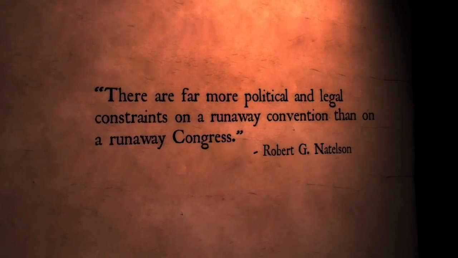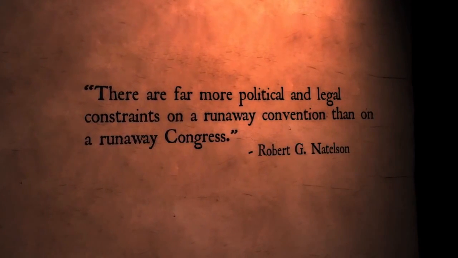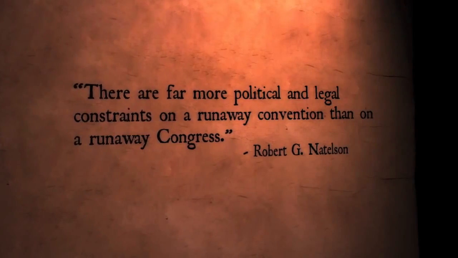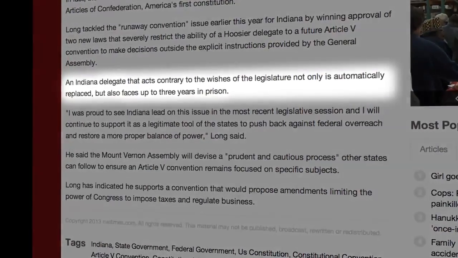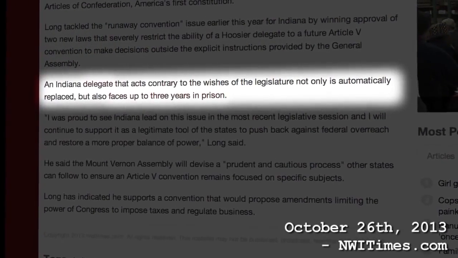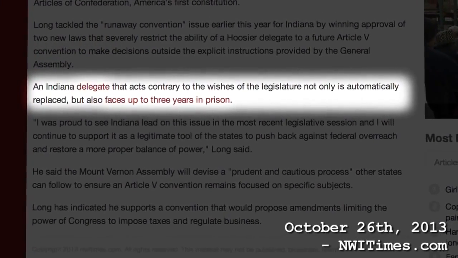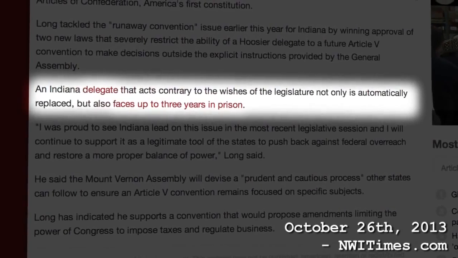Let's get a reality check. Like constitutional law scholar Robert G. Natelson says, there are far more political and legal constraints on a runaway convention than on a runaway Congress. The convention delegates, also called commissioners, are bound to the will of their state legislatures. If they don't vote as their states demand, they get recalled. They might even get sent to prison.